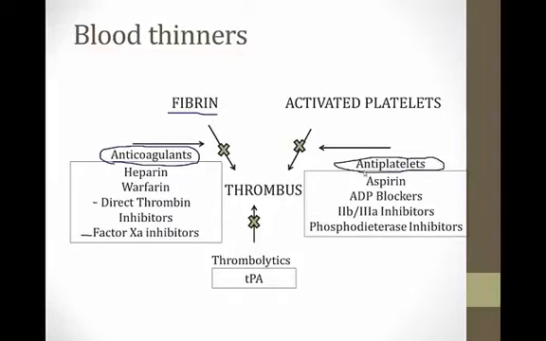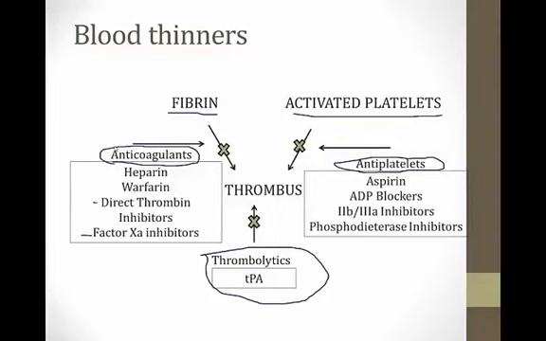Antiplatelet drugs, on the other hand, are drugs like aspirin, ADP blockers, 2B3 inhibitors, or phosphodiesterase inhibitors, and they block the formation of activated platelets. And I discussed these in a separate module on antiplatelets. And then finally, a special class of drugs is called thrombolytics. This includes drugs like TPA, and these drugs actually directly lyse thrombus to break it down into degradation products.